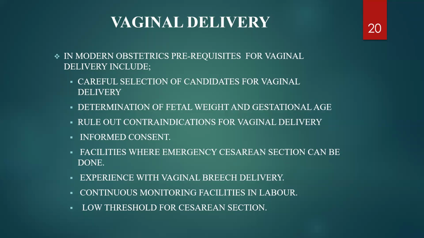And upon arrival to you, antenatally or at the labor ward, you need to determine your fetal weight and the gestational age accurately. Rule out contraindications for vaginal delivery. Mother needs an informed consent for you to go ahead with the delivery because there are consequences to her and the fetus. And there may be need for operative interventions. Then you need facilities where emergency cesarean section can be done.